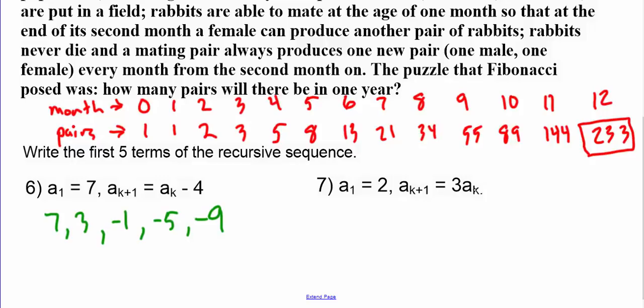Okay, so essentially this is saying a sub k plus 1 comes from taking the previous term, a sub k, and subtracting 4. So any term I want to find, I have to know the term right before it, and then I just simply subtract.